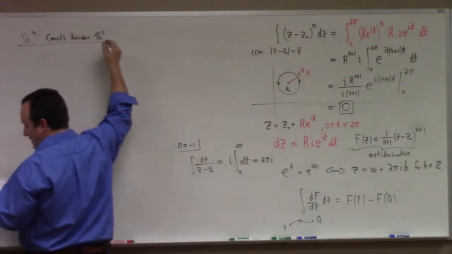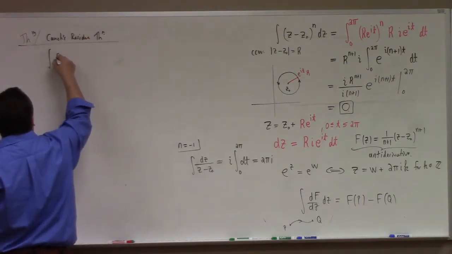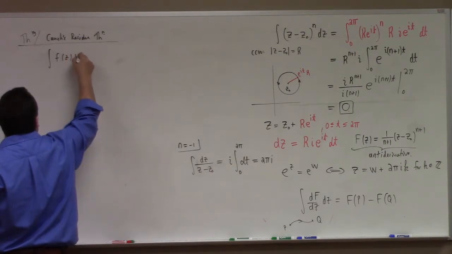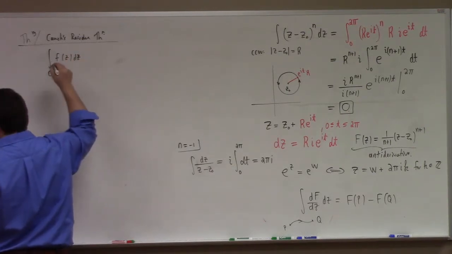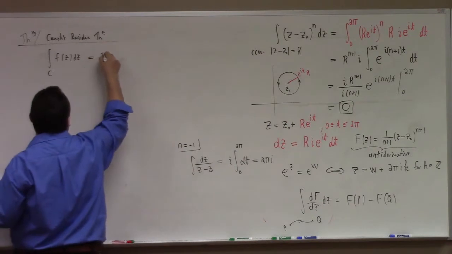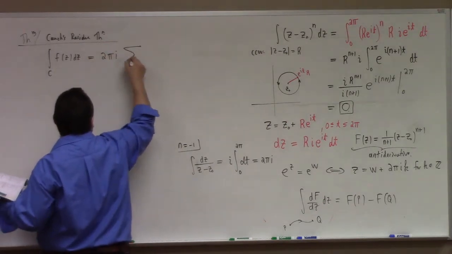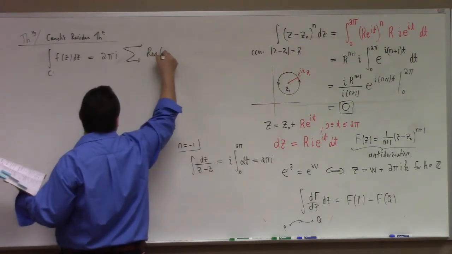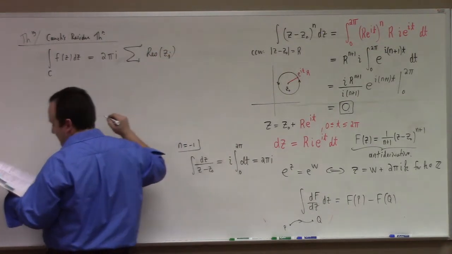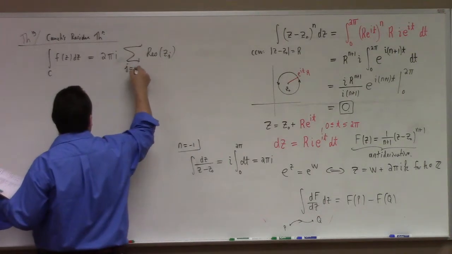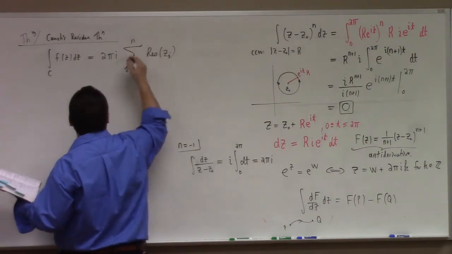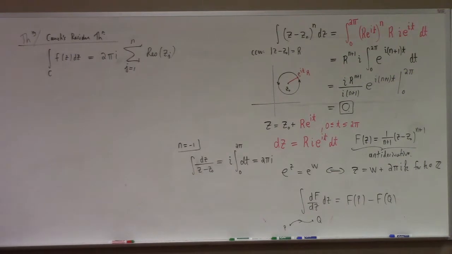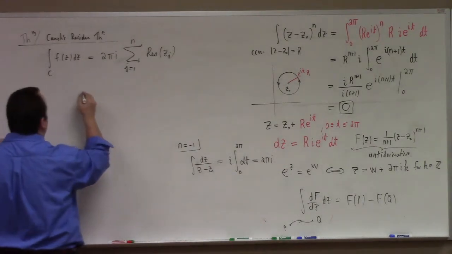It states the following: if you're integrating a function along a curve, then that's equal to 2 pi i times the sum of the residues at zj, j equals 1 to however many you got, and that's for a simple positively oriented contour.